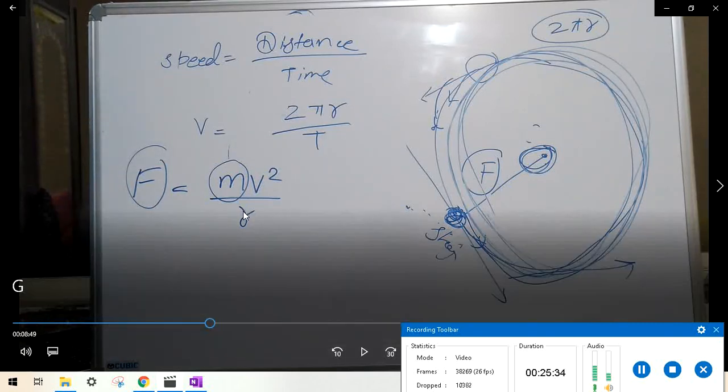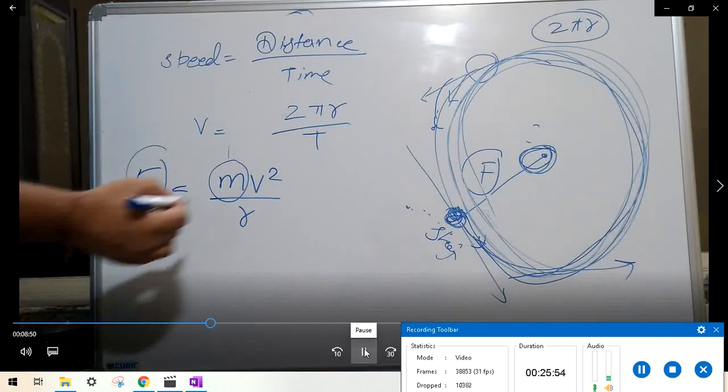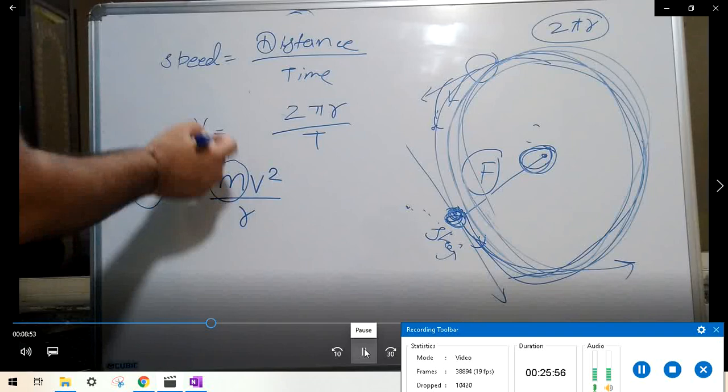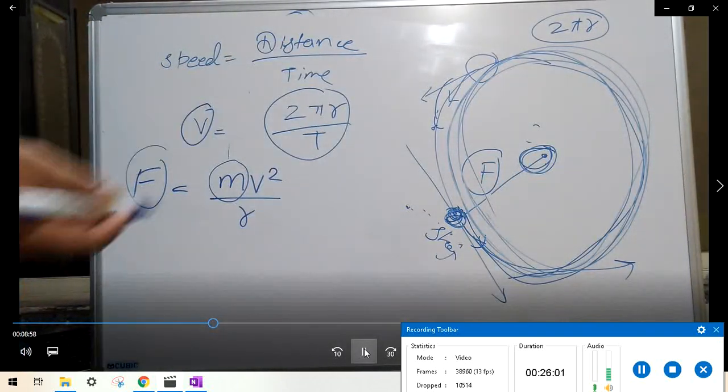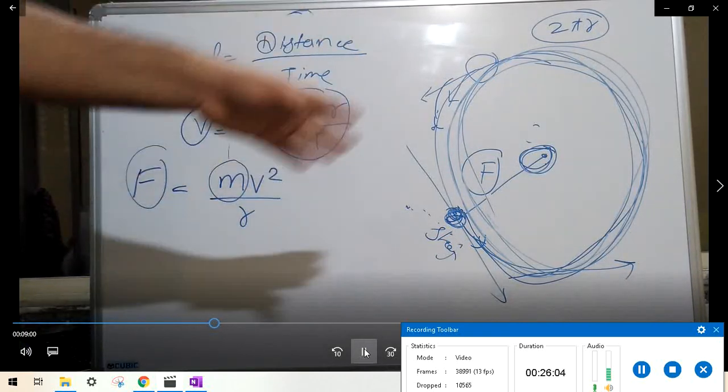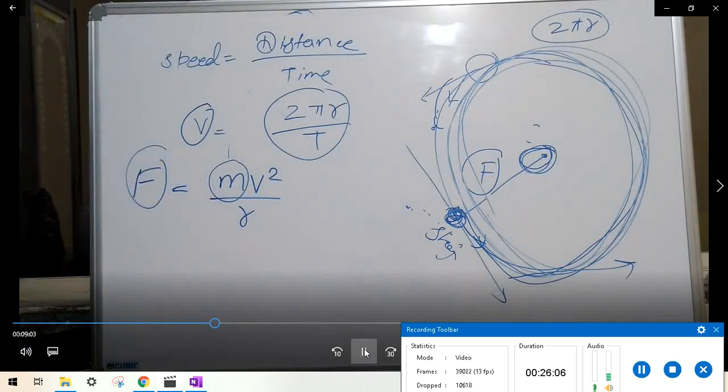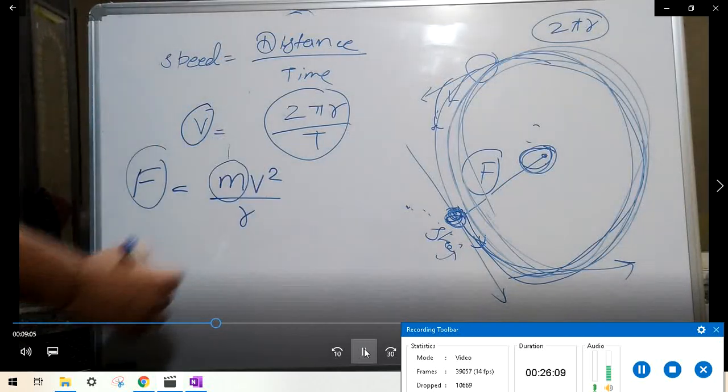Now this radius we are talking about is nothing but the distance of the object from the center around which it is revolving. If any object is having circular motion, it will have a center, right? So the distance between the center and the object is nothing but this radius. Just before this, we tried to find out the speed of an object revolving in an orbit. So it will be mv square by r.